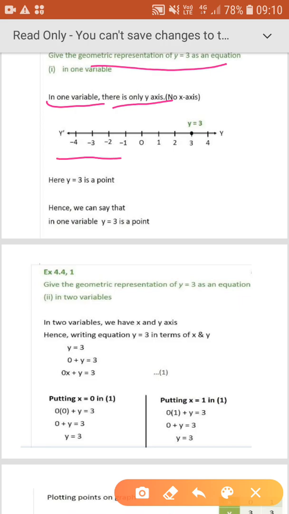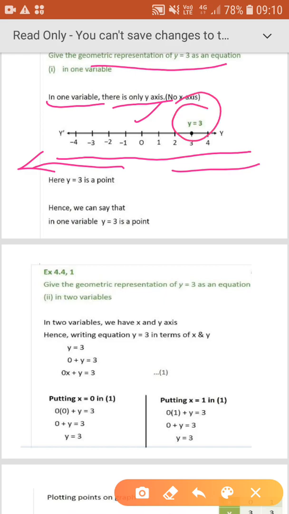So we can place the y-axis in this horizontal form, and we can mark origin over here 0, positive numbers on the right side of 0 and negative numbers on the left side. So here, because y equals to positive 3, we take 3 units to the right of 0 and arrive at this point. So y equals to 3 is a point, and we can say that in one variable y equals to 3 is a point.